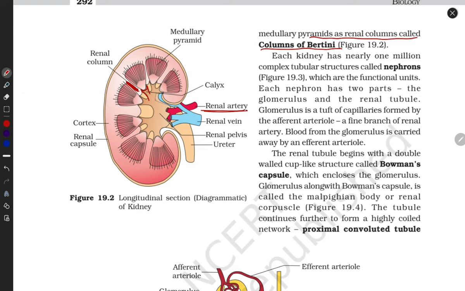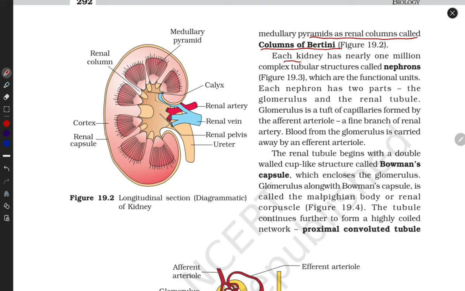Renal artery arises from the aorta. This is the renal artery. Renal vein arises from the vena cava. And this is the pelvis. This is a swollen structure, the pelvis, and this is the ureter. And here a notch-like structure is present. We call it the hilum. Okay, guys, we call it the hilum.